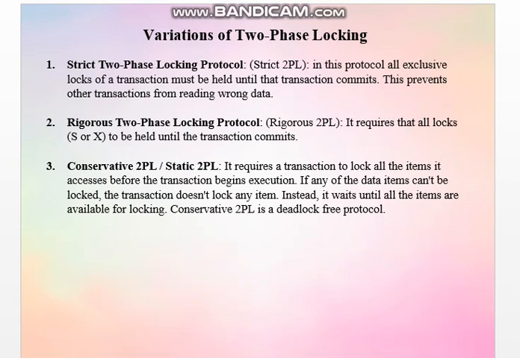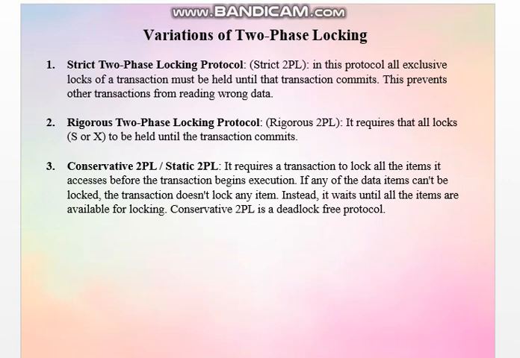In this strict two-phase locking protocol, because we know that there are two types of locks, shared and exclusive, all the shared locks we will release, but all the exclusive locks will be held until the transaction commits. Once the transaction is committed, we will release all the exclusive locks. So what it does is prevent other transactions from reading the wrong data item, which means it is avoiding the problem of dirty read.